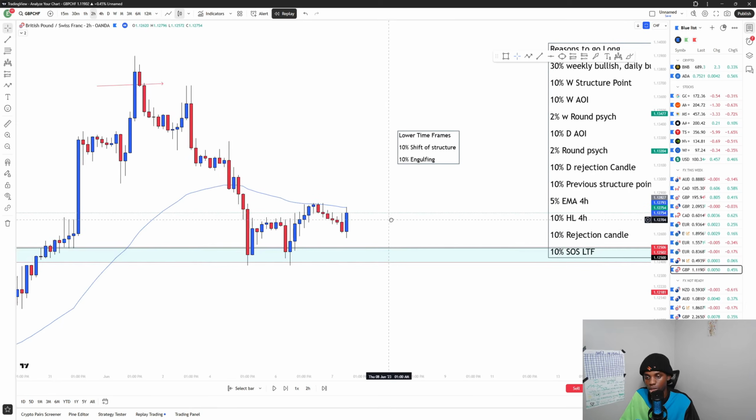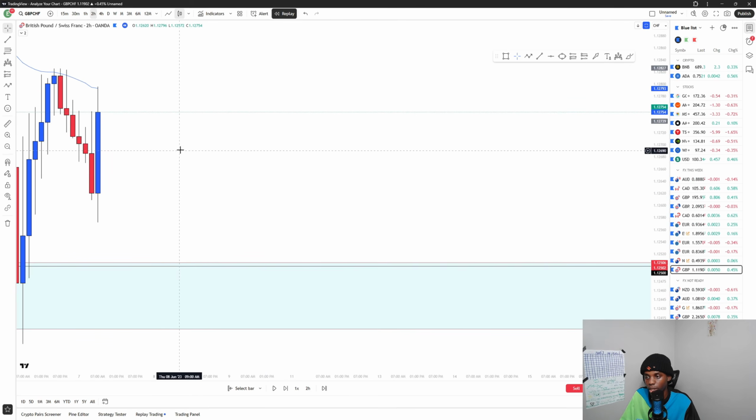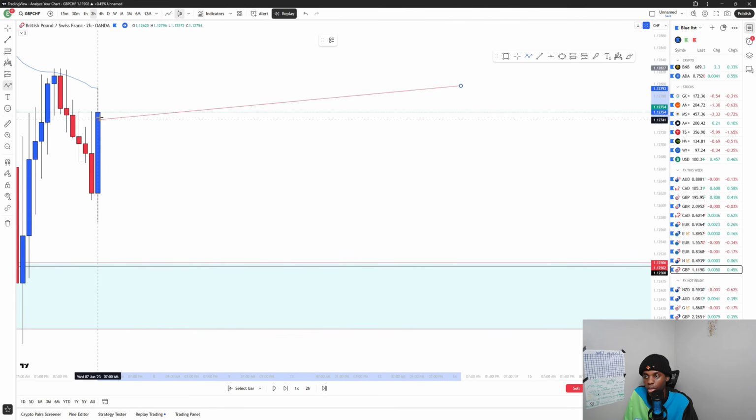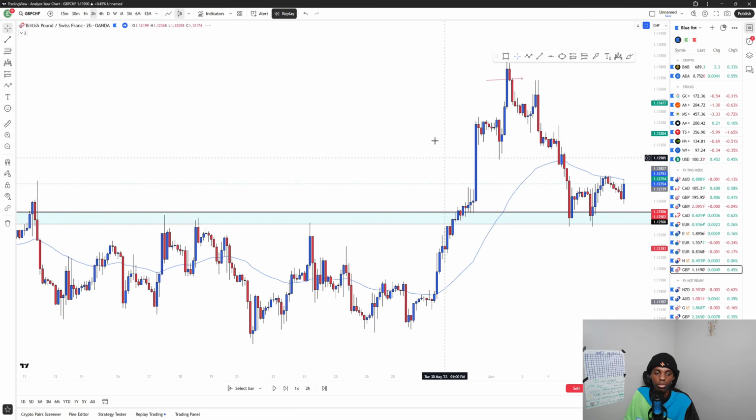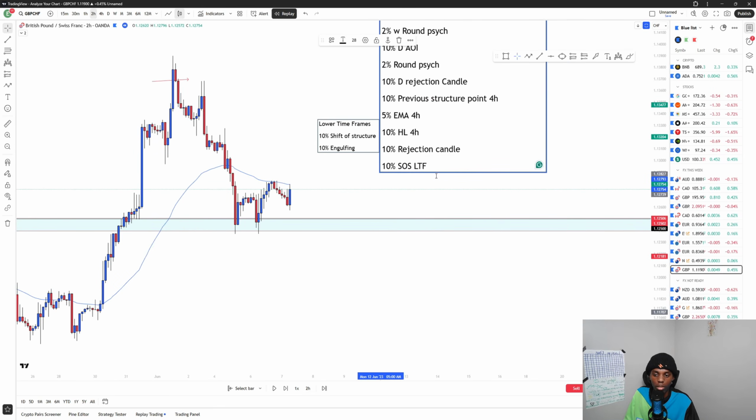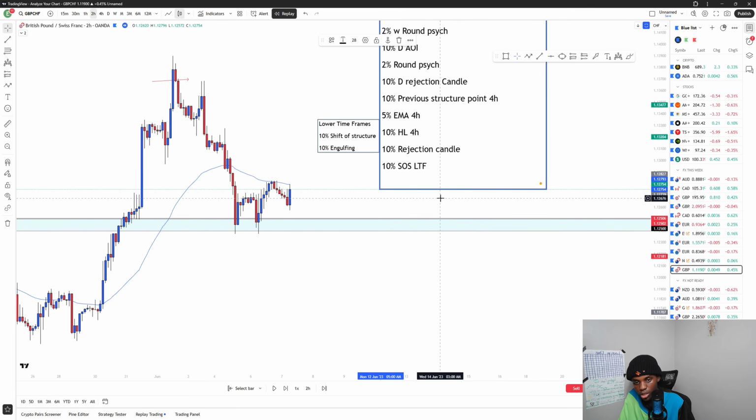2 hour, do you see the blue engulfing candle or the bullish engulfing candle? Yes, you should be able to see it. Beautiful bullish engulfing candle right here. So we type it up. That's what we were looking for. 10% bullish engulfing.